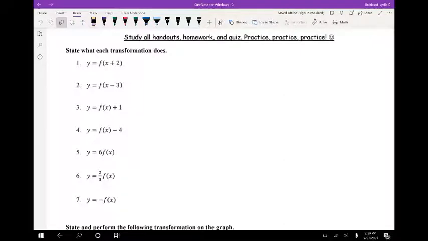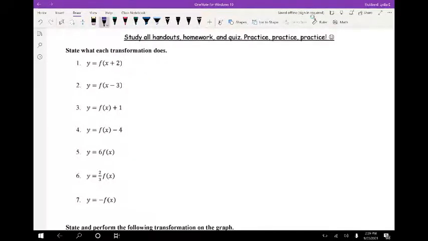So we're going to start by stating the transformations and what each transformation does. Starting with this first one, we have y equals f of x plus 2. We have to remember that when we have something in the parentheses like this, that means our graph is going to be moving left or right.